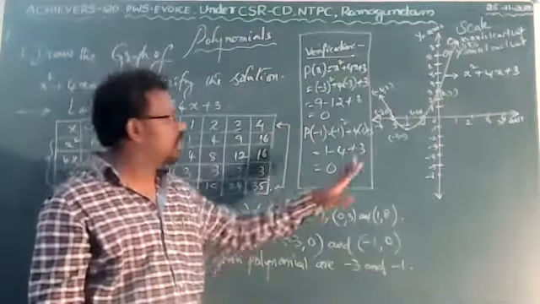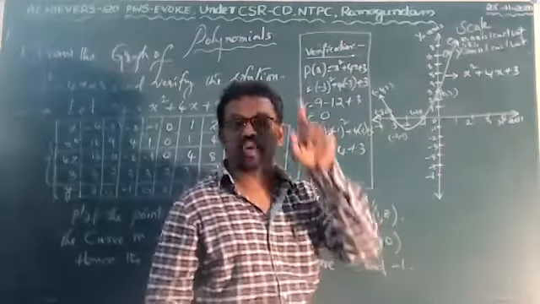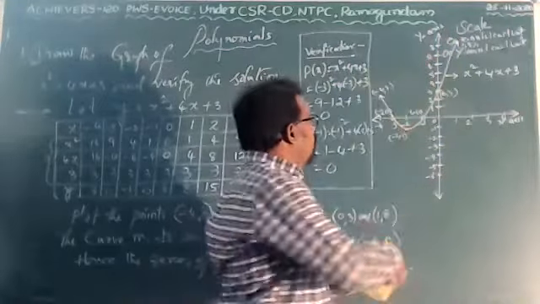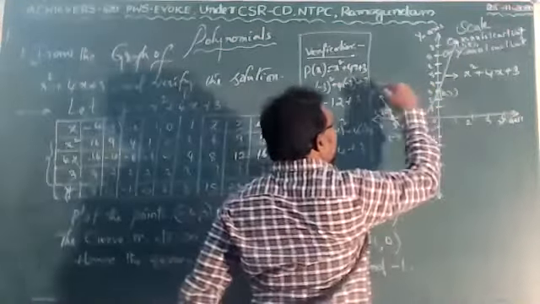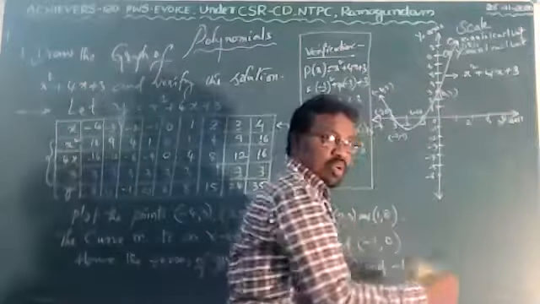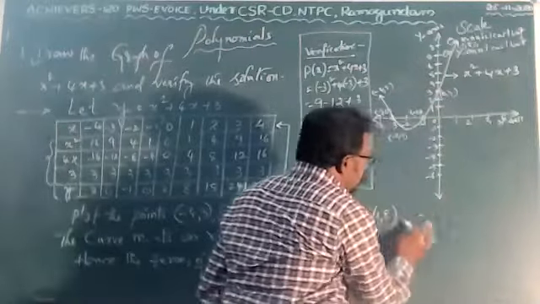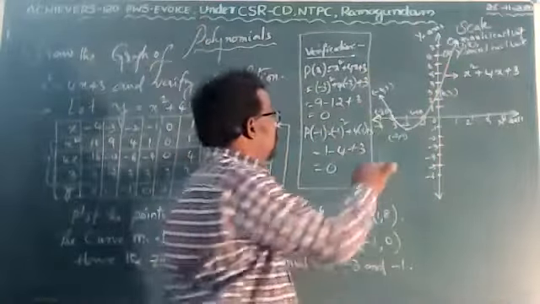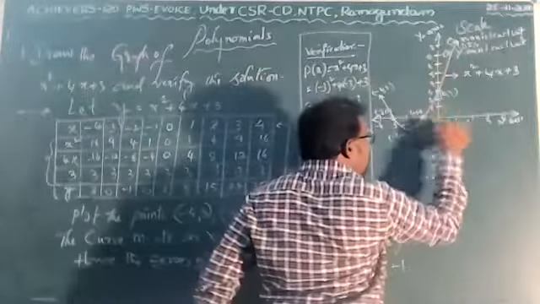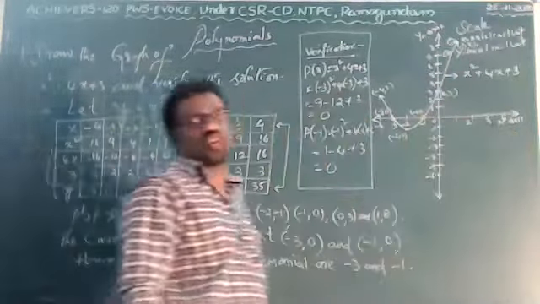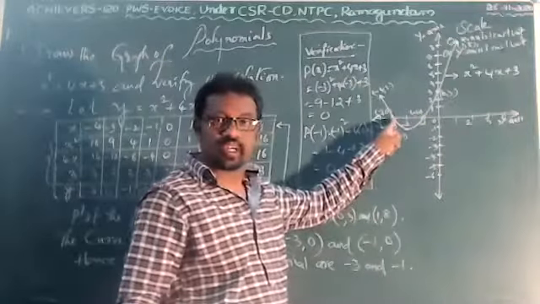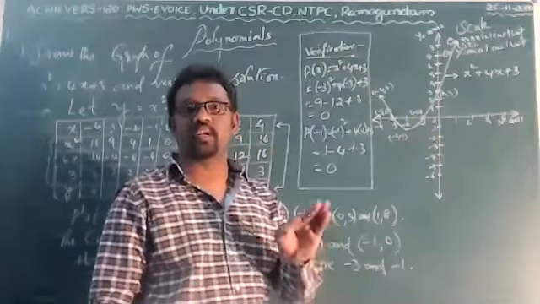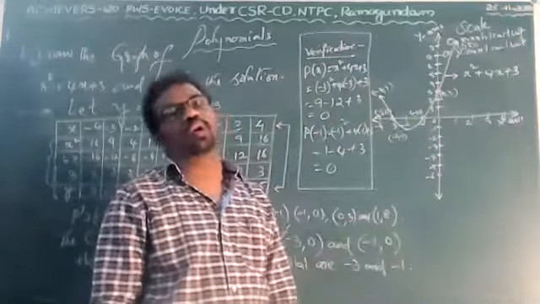This is verification, children. And the graph: horizontal line, vertical line, x-axis, y-axis, scale, and plotting, you have to write like this. Join the points with freehand. Don't use a scale; you should not use a scale, draw with freehand. Where the curve intersects the x-axis, those are the zeros of the polynomial. Here it intersects at minus 3, here at minus 1. So minus 3 and minus 1 are the zeros of the given polynomial.